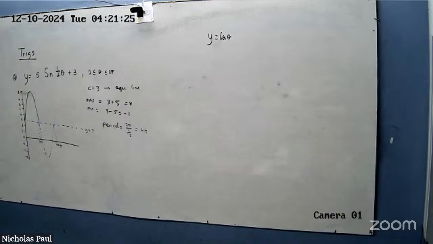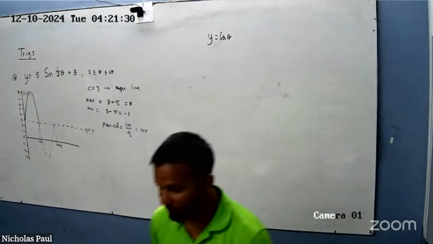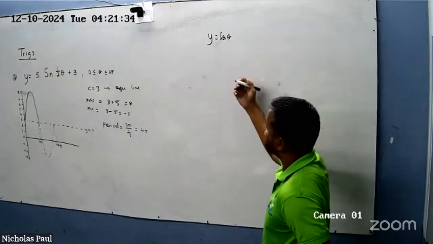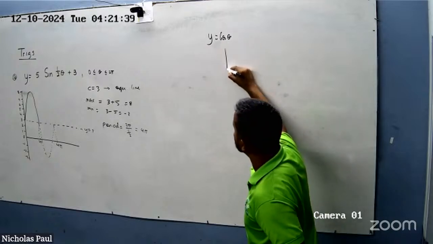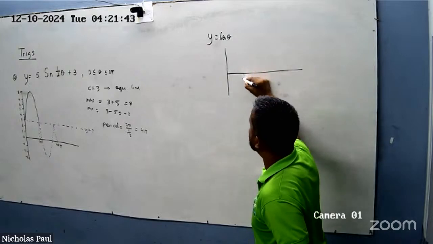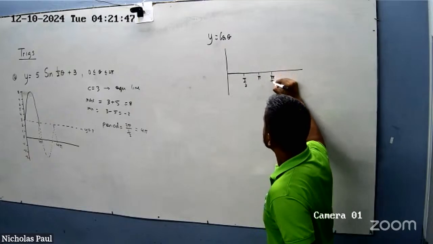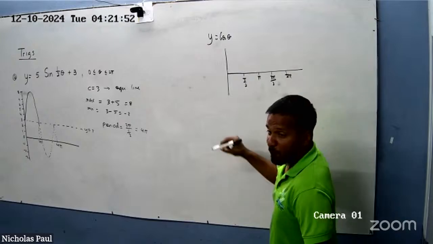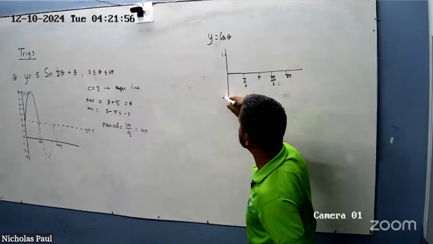Right. So we're talking about cos. Cos at 0, pi on 2, pi, 3 pi on 2 and 2 pi. The maximum value is 1, the minimum value is minus 1.